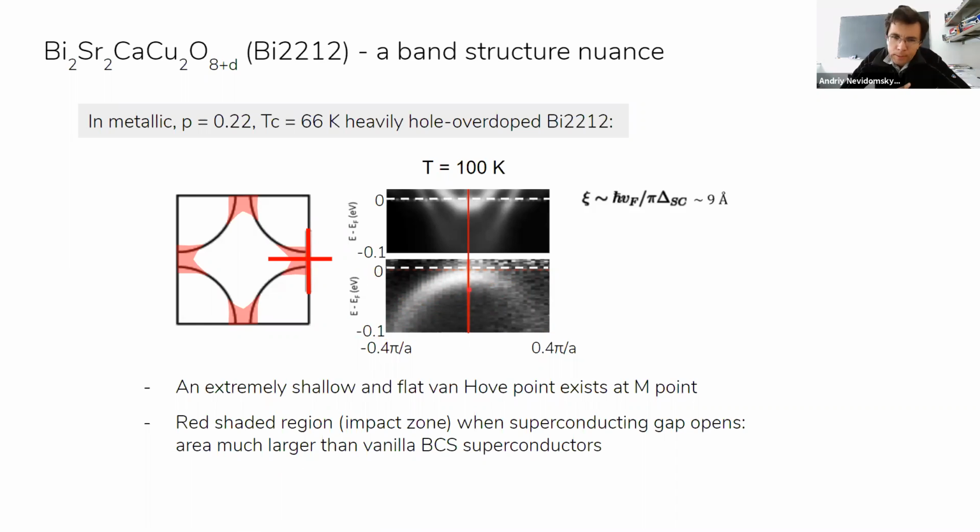Are you saying there is a kink, like a famous kink feature seen in underdoped cuprates? In the superconducting state, you will see this region being compressed to even flatter. Yes, and there is a small kink here, around 50 millielectron volt.